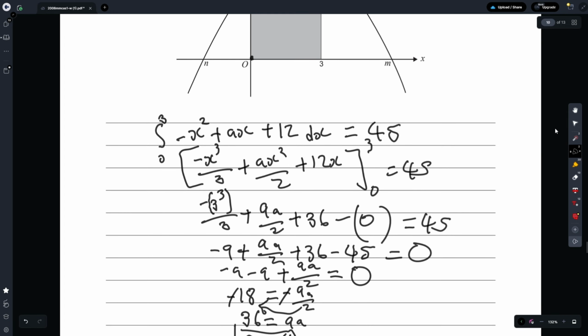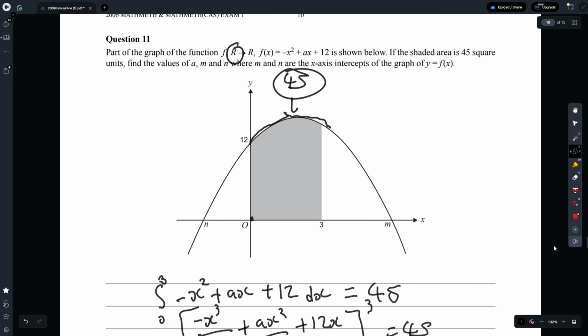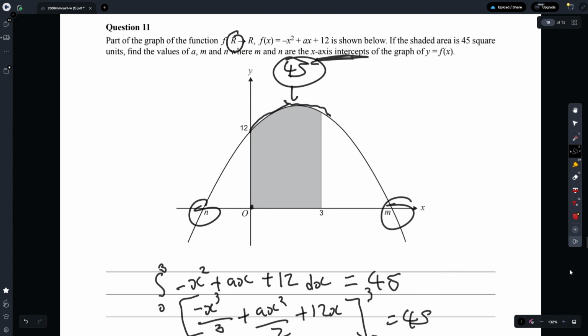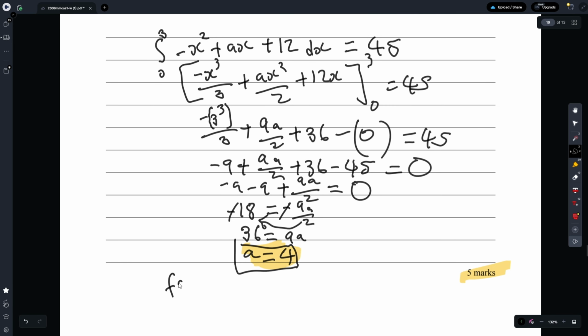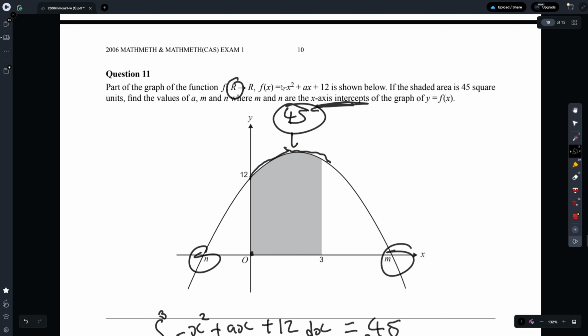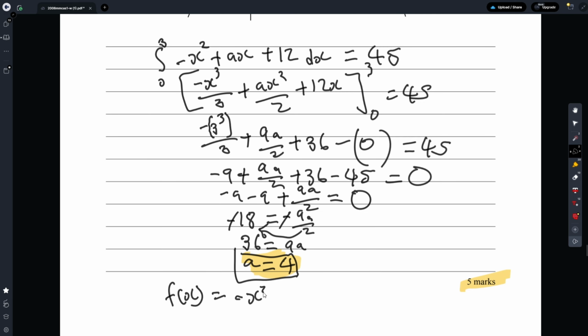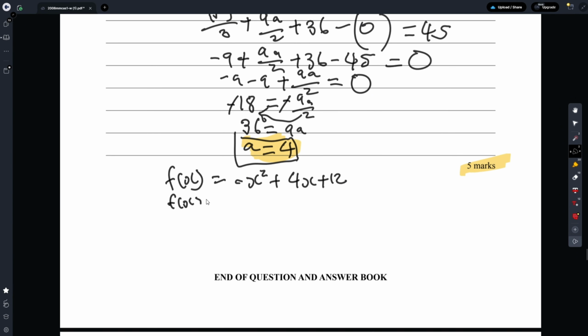Now that we have our value of a, we can go back to this question and solve for m and n, which are the x-axis intercepts. So we let f of x equal 0. We know that f of x is equal to negative x squared plus ax plus 12, which equals negative x squared plus, we know that a is 4 now, 4x plus 12. We let this equal 0.